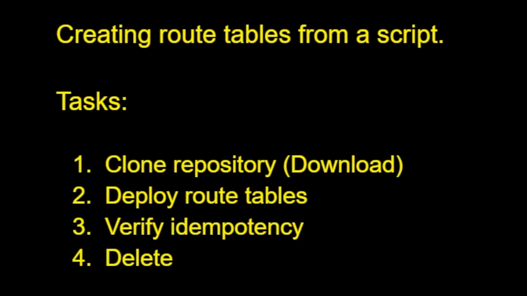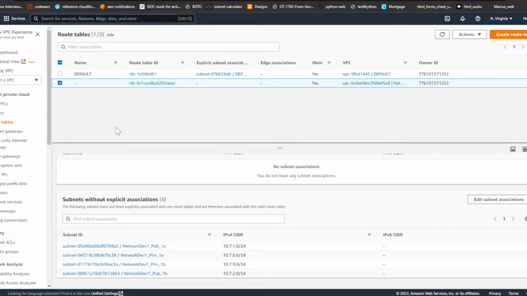Hey, hello folks. Today we are creating route tables from a script and tasks: cloning, deploying route tables, verifying idempotency, and then deleting the route tables. So let's quickly go over the console right now.